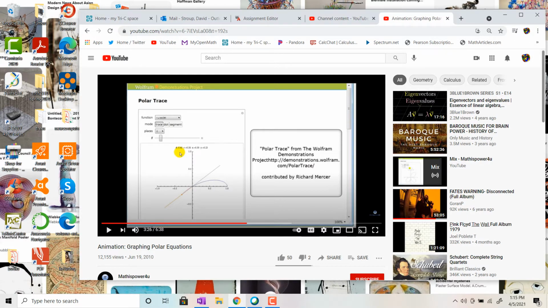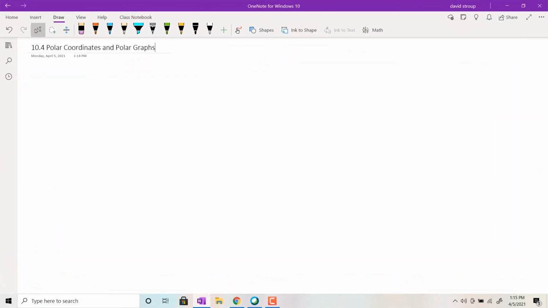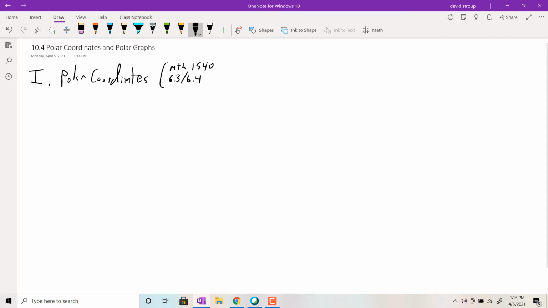Today we want to look at polar coordinates and polar graphs, and eventually in 10.5 we'll look at integrating underneath polar curves. So let's dive right into my notes here. 10.4. First we'll have to introduce what the heck polar coordinates are. And if you have no clue, you may even want to go back to my trig videos, that's Math 1540, and they're all on my channel site, 6.3/6.4, and there I'll give you a very good introduction to polar coordinate systems.